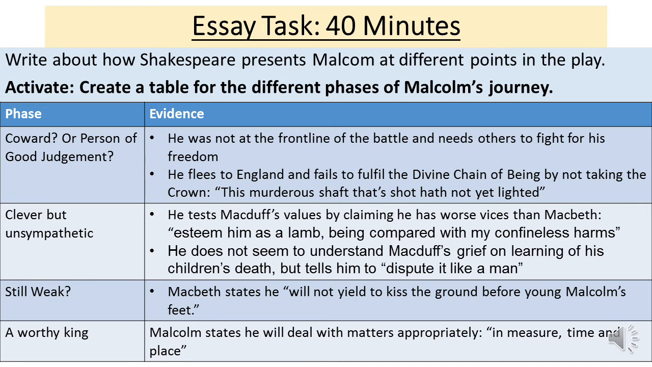However, at the end, is Malcolm a worthy king? He says that in measure, time and place, he'll put everything right. He's going to think about things. He's going to try and make careful judgments, things that people we've seen on the throne before, Macbeth and Duncan, haven't done.